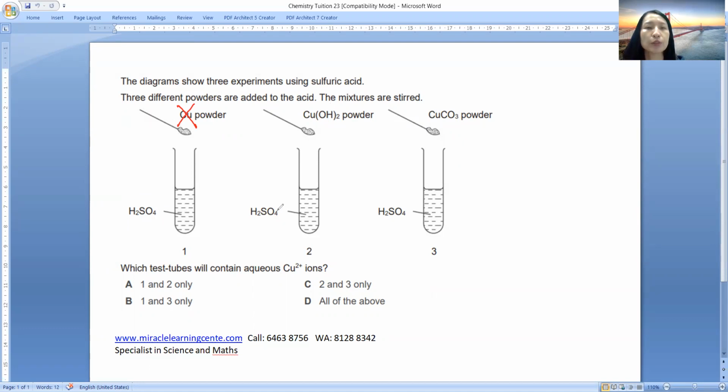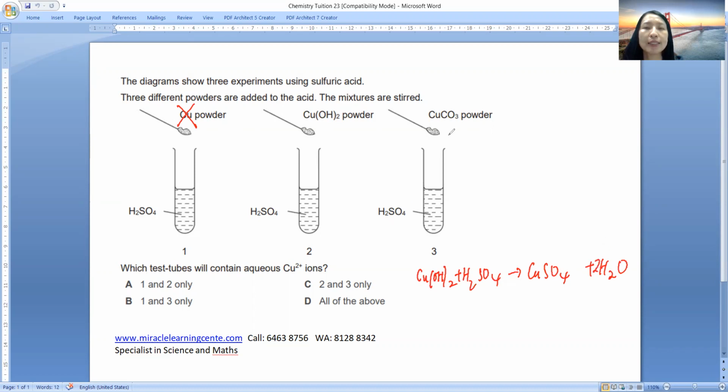Copper hydroxide with sulfuric acid, yes, there's a reaction. This is an acid-base reaction. So you actually have copper hydroxide with sulfuric acid. Okay, so you actually get copper sulfate and water. Okay, so you balance with a 2 here.